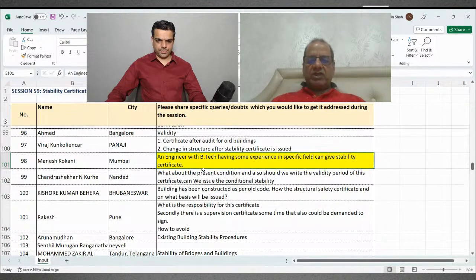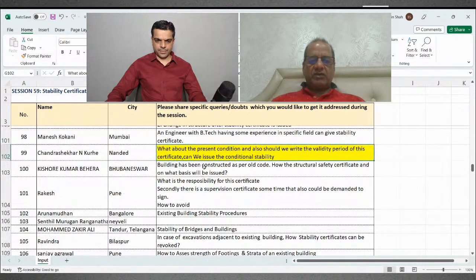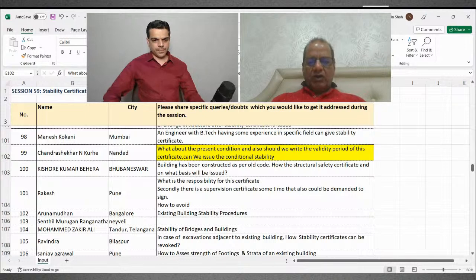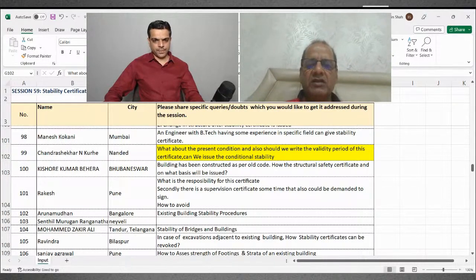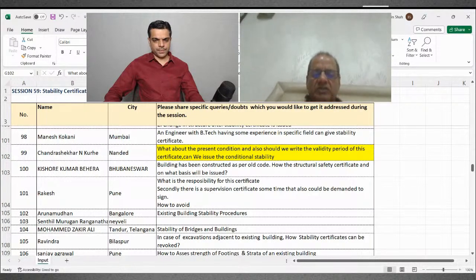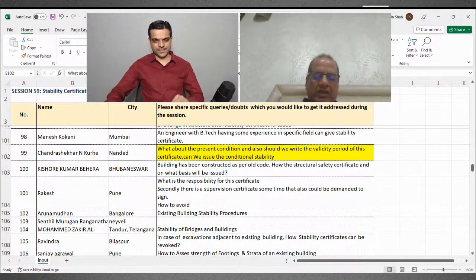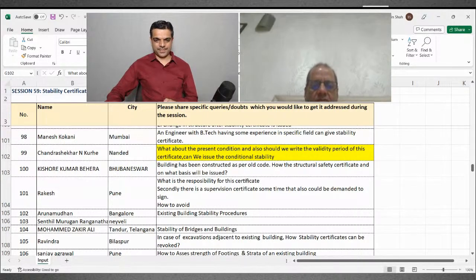What about the present condition, and also should we write the validity period of this certificate? Yes, you can issue conditional stability, but what are those conditions has to be clear. You cannot specify a condition that this structural stability certificate is valid for 5 floors only, for the lower 5 floors, not for the upper, not for the lower, for the left wing, not for the right. Not like that. So your conditions should be realistic.